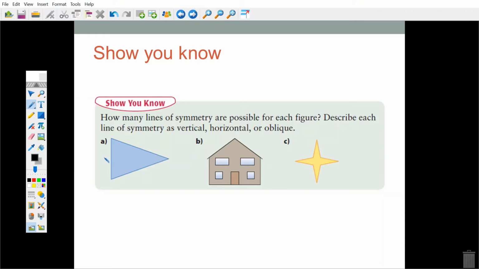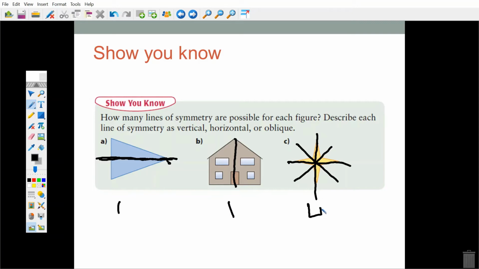The triangle has 1 horizontal line of symmetry. The house has a vertical line of symmetry right there. And the other shape here, it's got a vertical, horizontal, and 2 obliques. So the answer should be 1, 1, and 4.